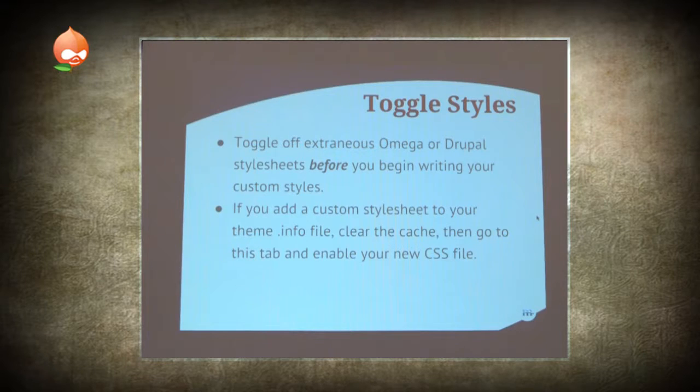So if you add a custom style sheet to your .info file, just like you've always done with any other Drupal theme, you can clear the cache, but you must come back to this tab, the Toggle Styles tab in your Omega theme, and check the box next to that brand new style sheet. Because Omega sees that it's there, but it wants you to say, I definitely want to enable this, which is a good thing. So we have that option. So just remember to go and do that if your styles aren't showing up.